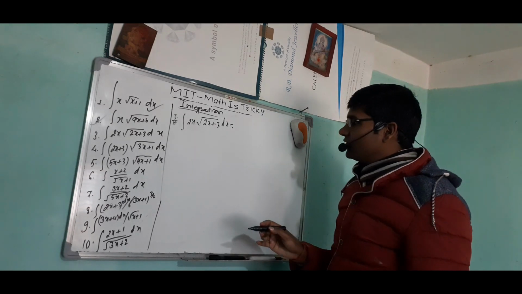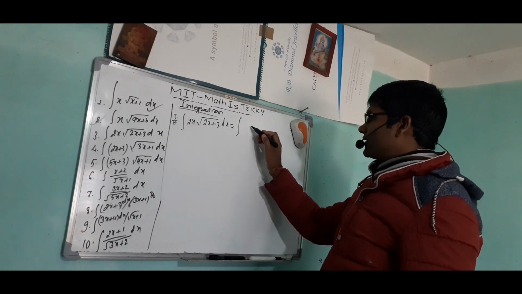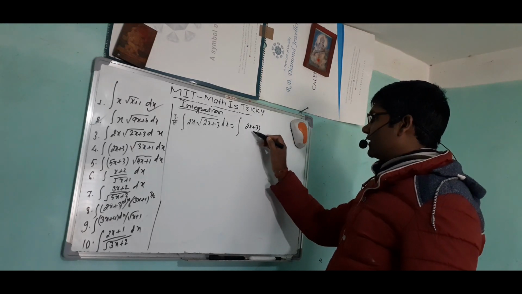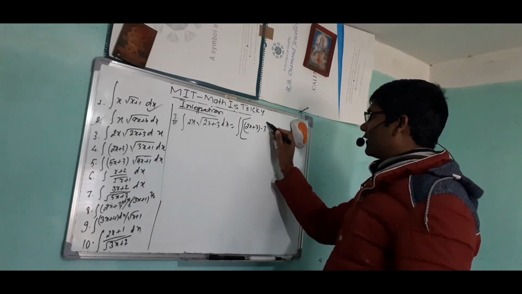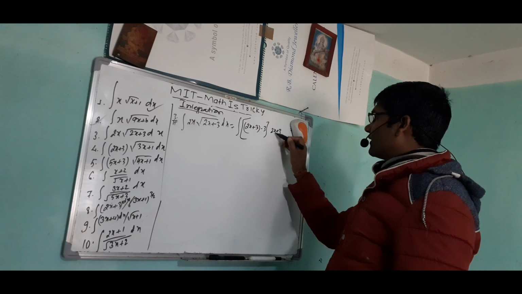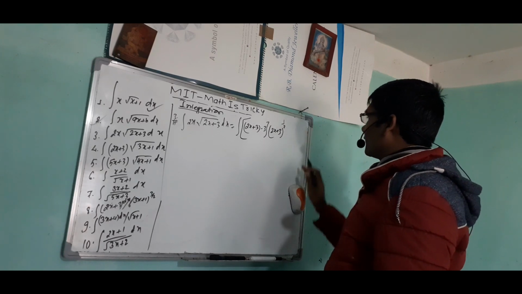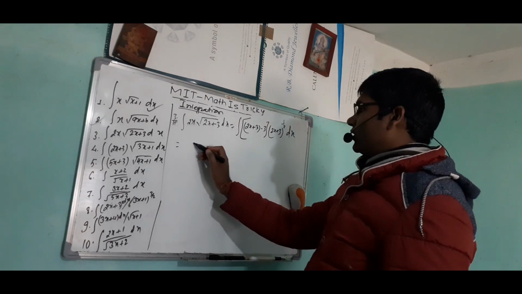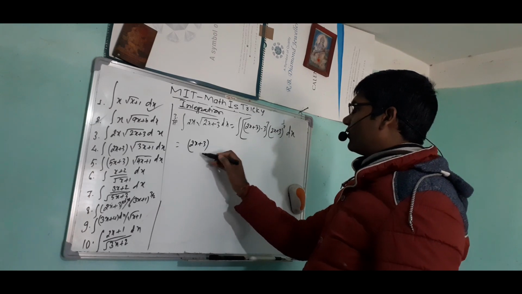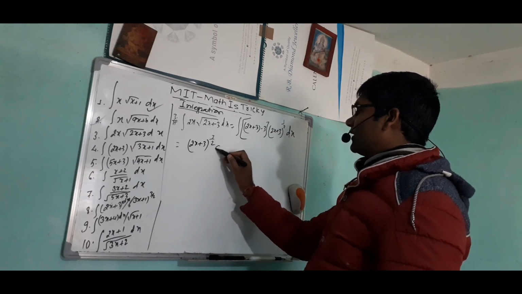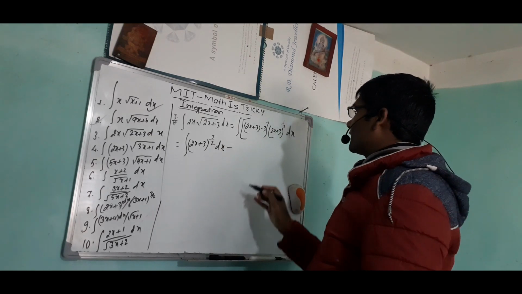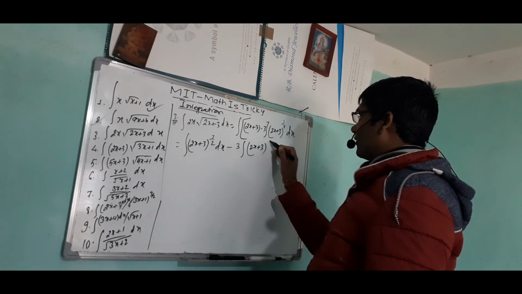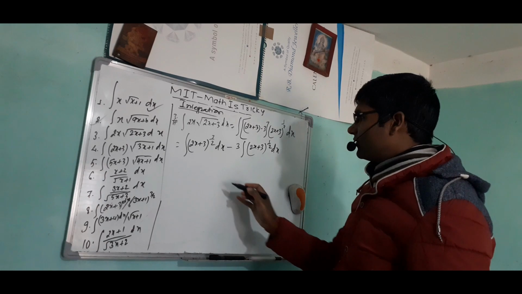Okay, so this can be written as before. First you write the number inside the root, so here 2x plus 3, but we need only 2x, so I'll write minus 3, and then 2x plus 3 whole power 1 by 2 dx. Now just multiply this, so 2x plus 3 power will be 1 plus 1 by 2, meaning 3 by 2 dx, minus 3 outside, 2x plus 3 whole power 1 by 2 dx.